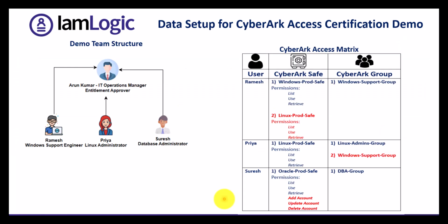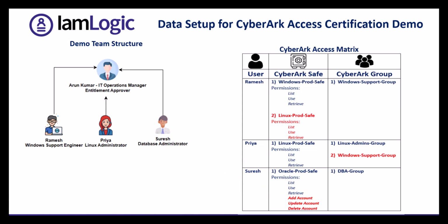Again, by looking at the table, we can see that the entitlements for Ramesh in the IGA application exactly match what is shown here. The other two users, Priya and Suresh, also have the same access as presented here. So we have successfully pulled all the data from CyberArk by executing aggregation. Now let us proceed with executing the access certification campaign.